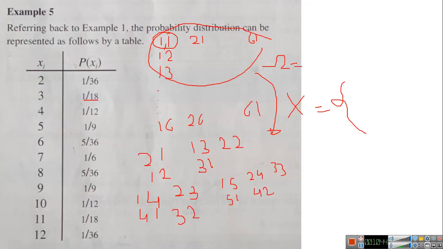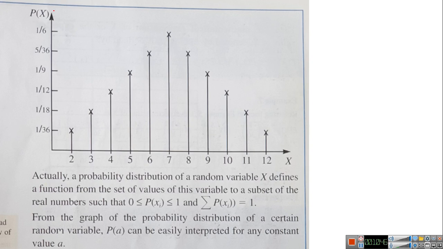Sorry, you can graph it in a bar diagram like this one. When you want to graph in a bar diagram, the maximum you can reach is 1, because a probability of 1 is 100%. It is impossible to have a probability exceeding 1. So for example, here P of 2 was 1 over 36, P of 3 was 1 over 18, etc., up till P of 12.